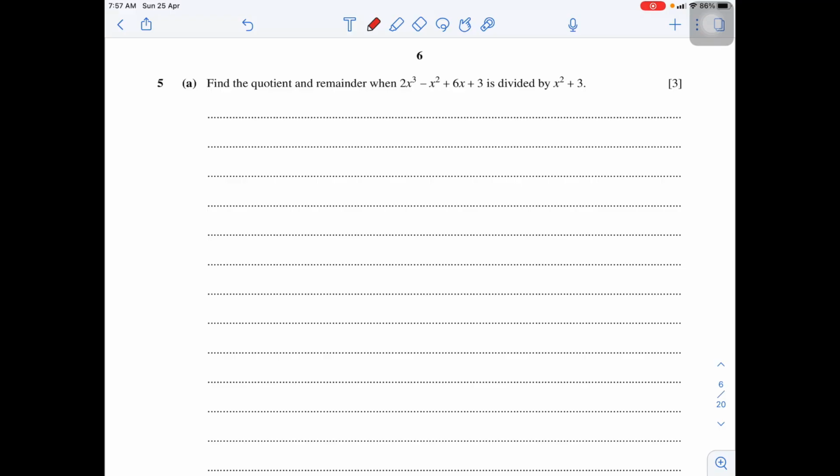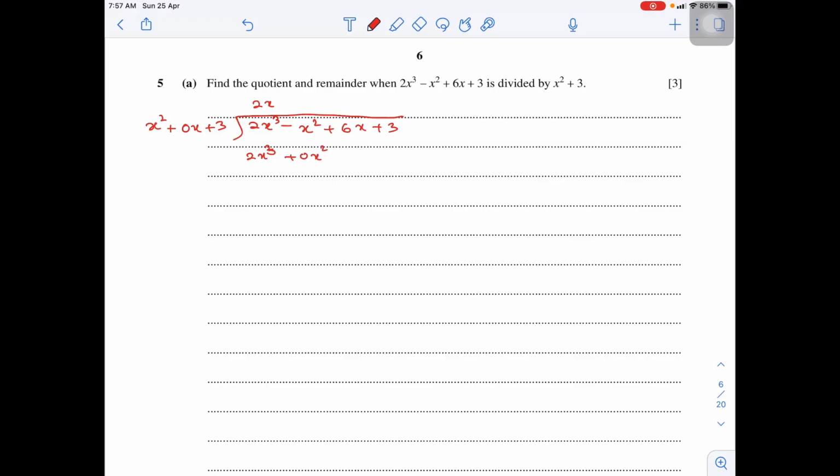Question number 5 now. Find the quotient and remainder when 2x cubed minus x squared plus 6x plus 3 is divided by x squared plus 3. So I'm dividing it. I can write x squared plus 3 as x squared plus 0x plus 3. When we don't miss any term in the descending powers of x, we don't make any mistake. So always remember that. If you don't have any term, just write 0 times that.